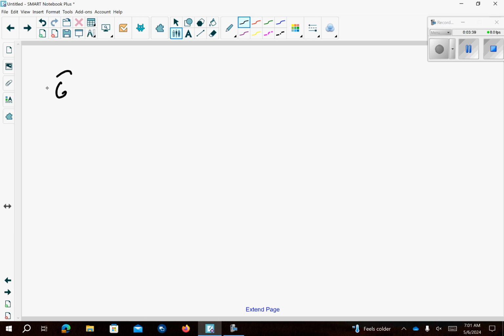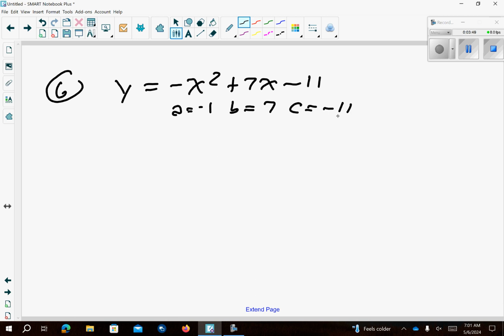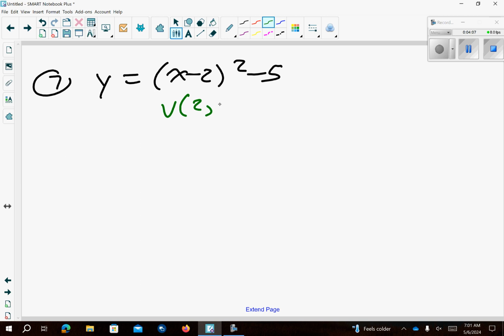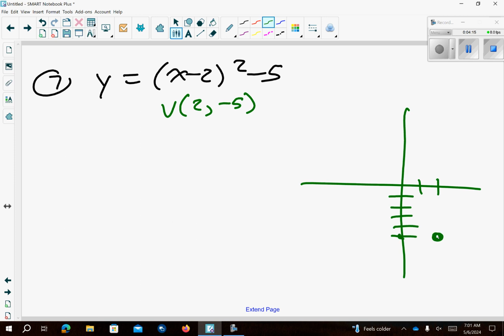Number 6, we're going to find the y-intercept when it's set up like this. Remember that we have an a value of -1, a b value of 7, a c value of -11. When it's set up like this, 0, c is the y-intercept, so our y-intercept is 0, -11. Number 7, they want us to graph this. The vertex is opposite of what's grouped and same outside. So 2, -5. Right down there.